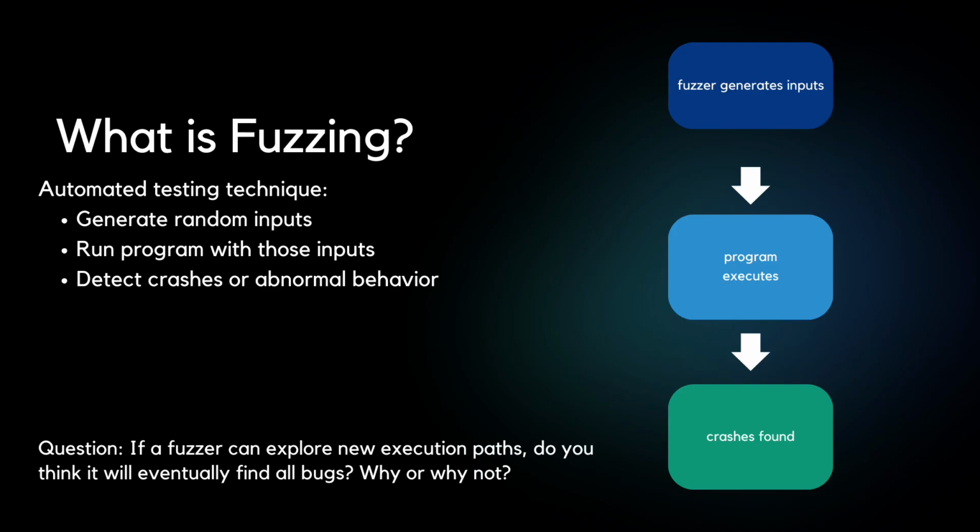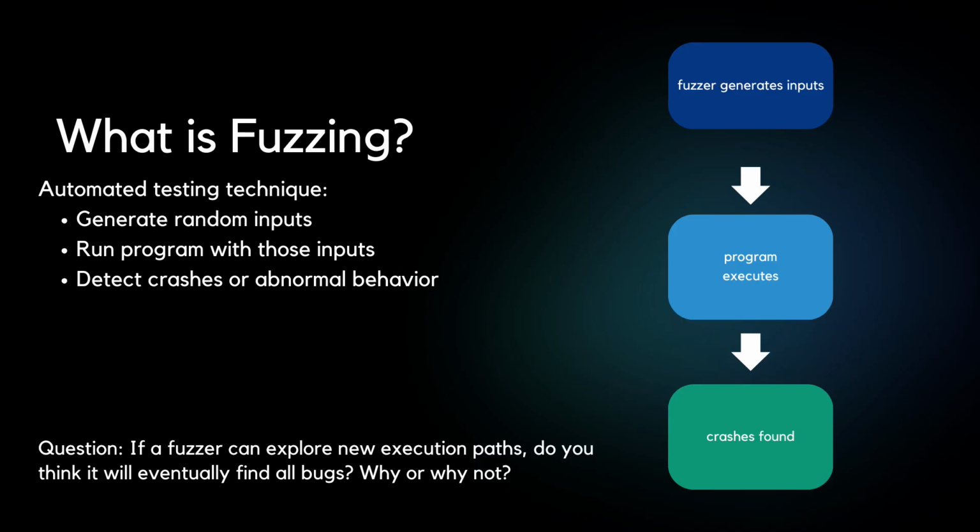First, it generates inputs at random. Next, it executes the program with those inputs. And then, finally, it detects the crashes or abnormal behavior. For example, imagine a PDF parser. If we generate malformed PDF files and feed them into the parser, some inputs may cause memory errors or crashes. Because fuzzers can generate millions of inputs automatically, they are extremely effective at finding security vulnerabilities.